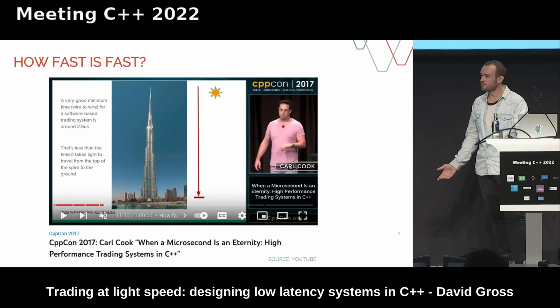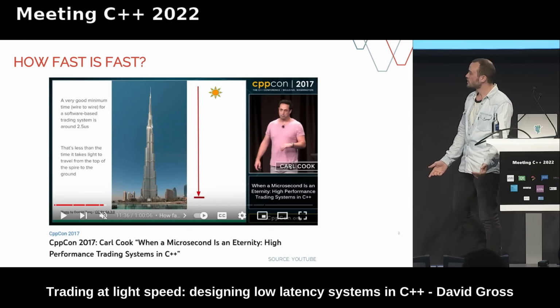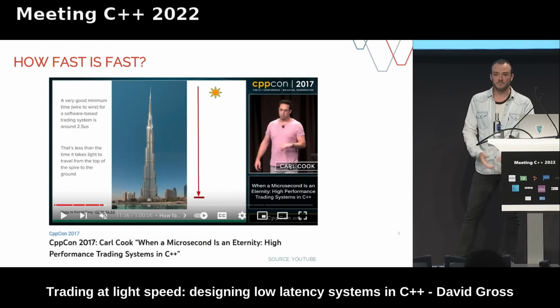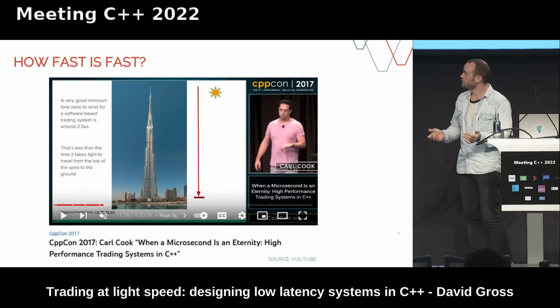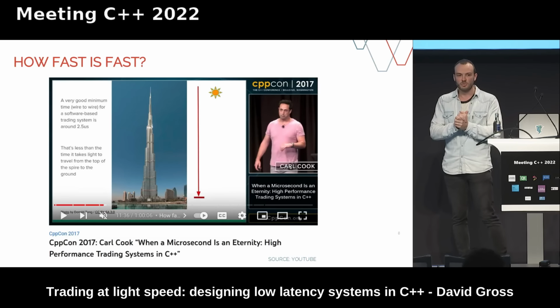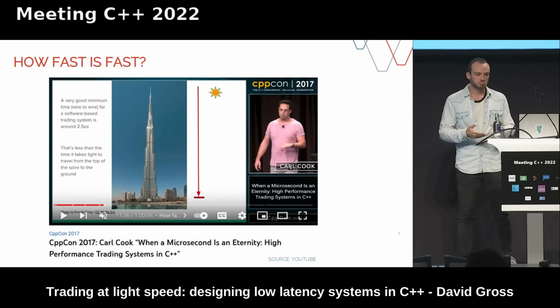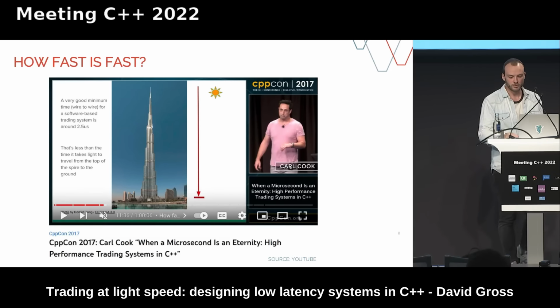How fast is fast? 5 years ago, one of my colleagues from Optiver presented a talk at Meeting C++ here, and then CppCon, and he had a similar slide. And you can see on the slide that we are talking about 2.5 microseconds on the software trading system. That's roughly where we were.